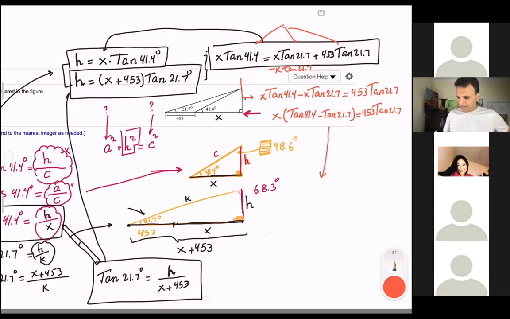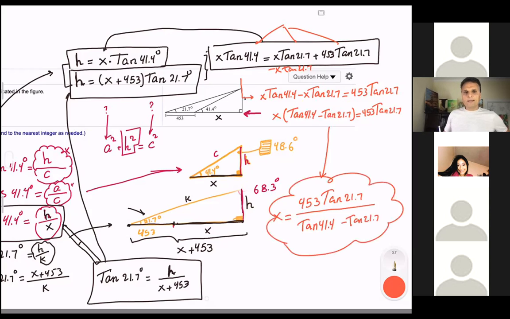Then from here, x will be 453 tangent of 21.7 divided by tangent of 41.4 minus tangent of 21.7. So you solve for x. Now that we have x, you just plug it there. Then you will solve it.